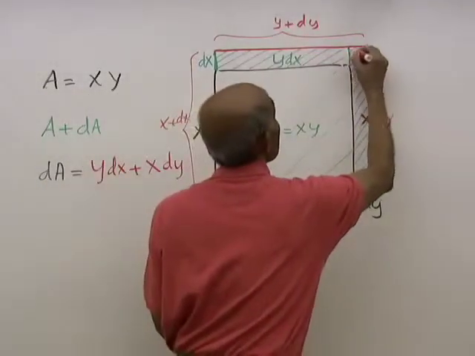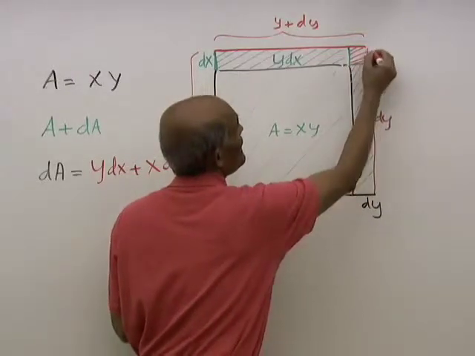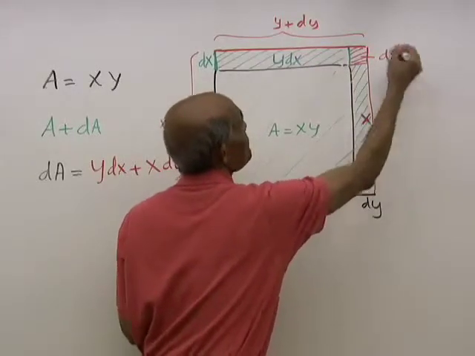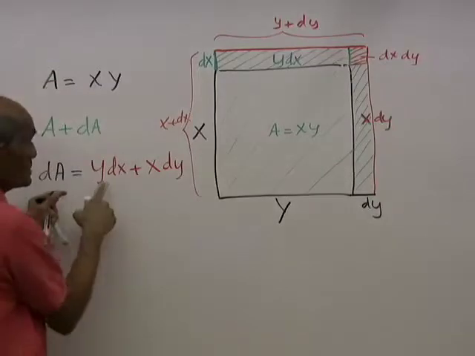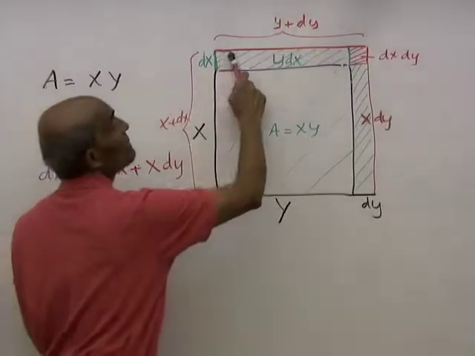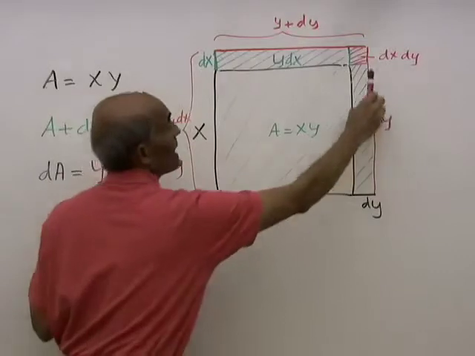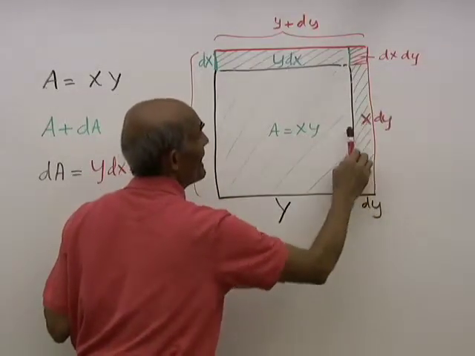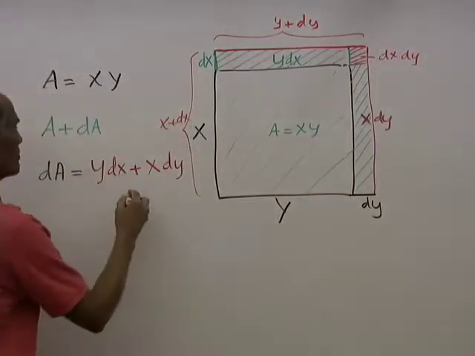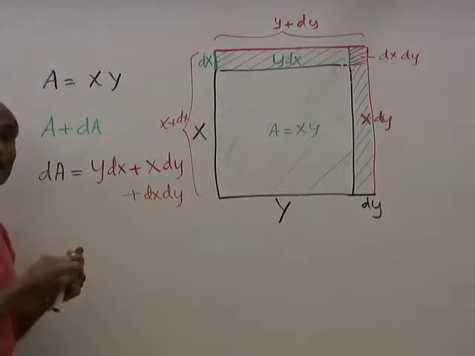There is this bit. What is that? This is dy, this is dx. So this area is dx times dy. So dA is made up of, one more time, our increase in area is made up of this area, which is y times dx, plus this area, which is x times dy, plus this area, which is dx dy. There you go.